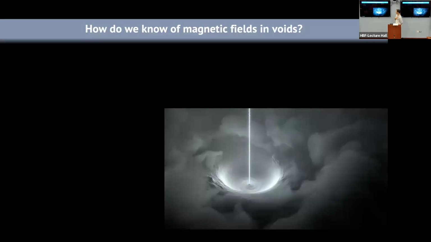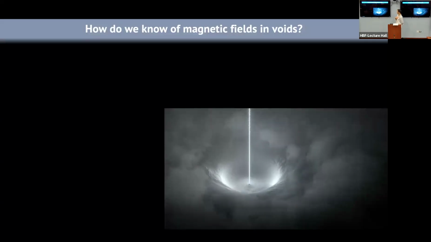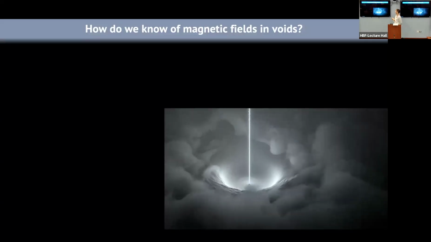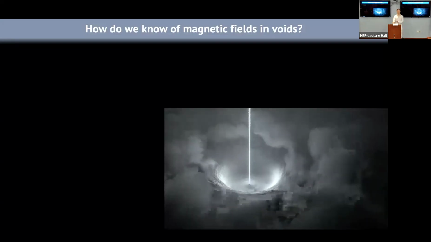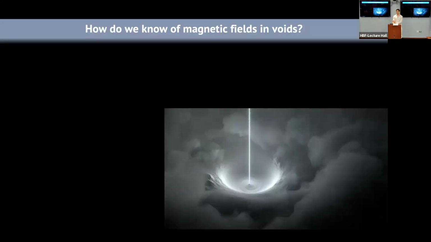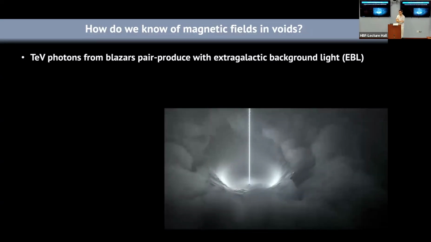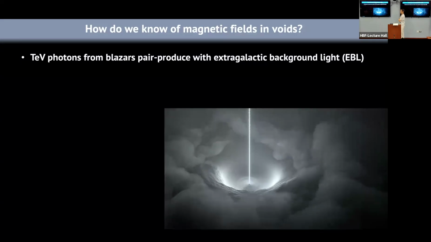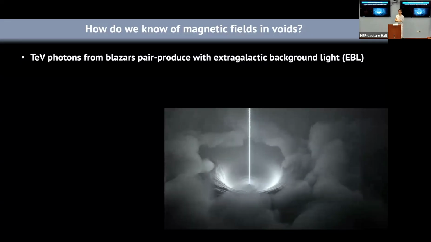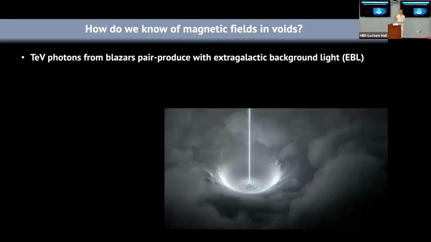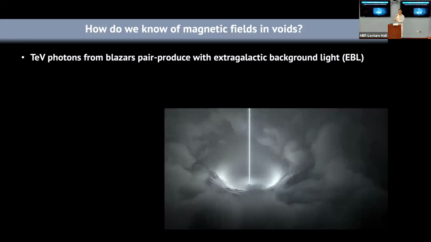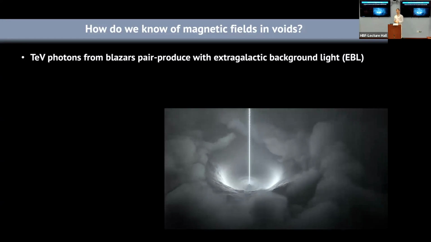So in order for this to work, it's quite, I think, elegant how people have figured out that there might be magnetic fields in voids. What people have thought of is that you could use blazars. They can produce some very high energy photons. And those photons, on their way out, interact with the extragalactic background light.